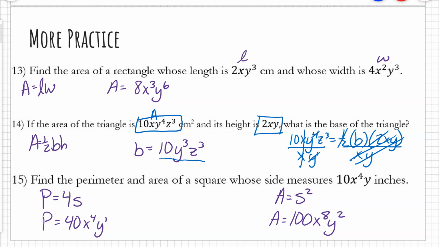All right, and then the perimeter and area of a square, you needed to think about what those formulas were, and you could go ahead and substitute that 10x to the 4th times y into one of the sides of the squares, and go ahead and either square it or multiply by 4 for perimeter.